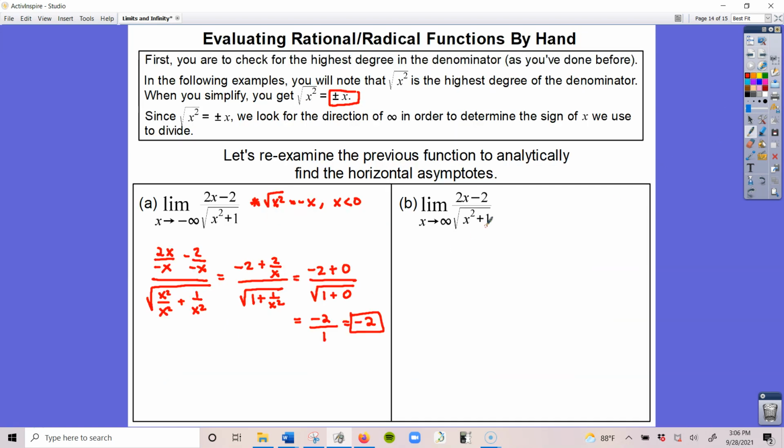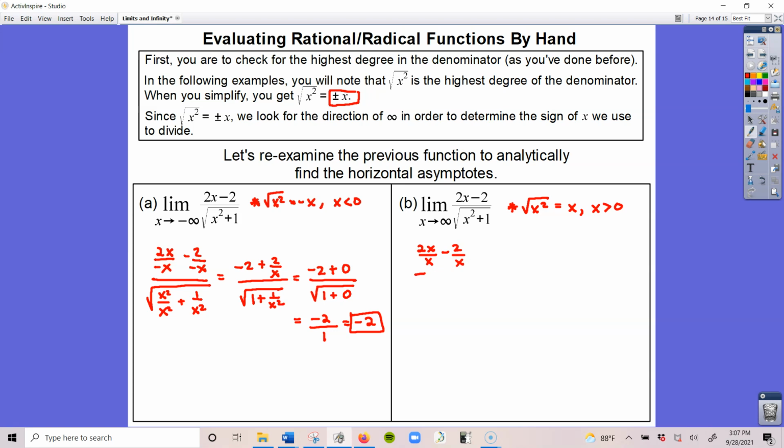Now let's do the next one. This is for when x is approaching positive infinity. So that means that the square root of x squared, which is the leading term in the denominator, is going to equal positive x as long as x is greater than 0, meaning the positive side. So we're going to divide everything in the numerator by x.